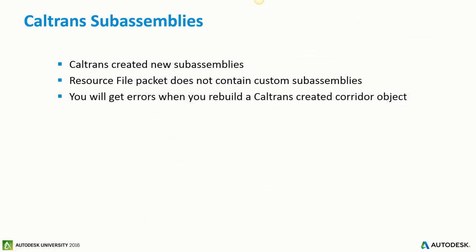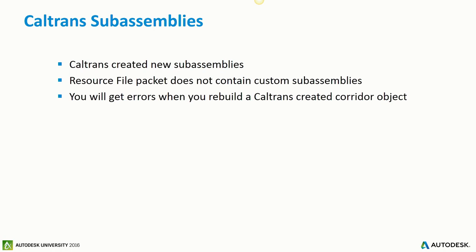Another big thing. Civil 3D comes with over 100 sub-assemblies. They do a good job for the most part. But Caltrans, there are a few things that they do that are different and are not available as part of those 100 sub-assemblies. So Caltrans made their own sub-assemblies.